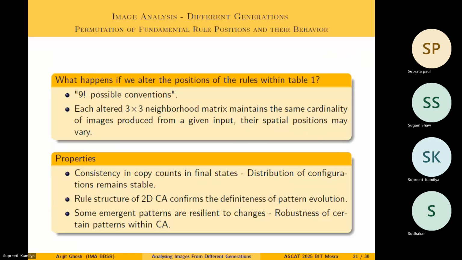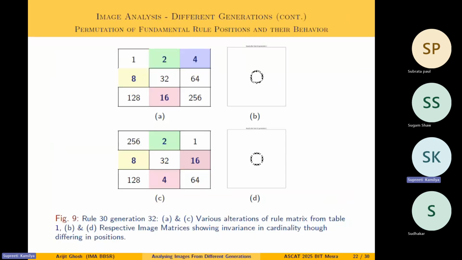Okay, 2 minutes. Till now, we have used the fundamental rule matrix to generate the images. Now a natural question will arise: what happens if we alter the positions of the rules within table 1? With such alterations, we are left with a total of 9 factorial possible conventions. Explain the concept by taking an example.